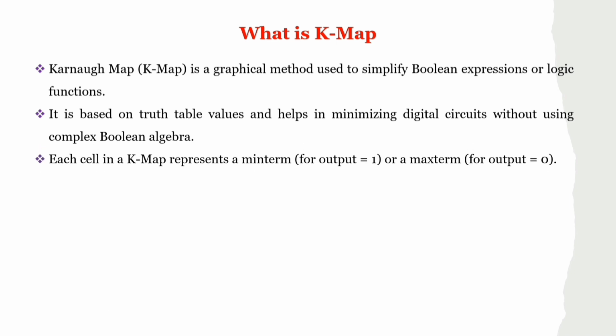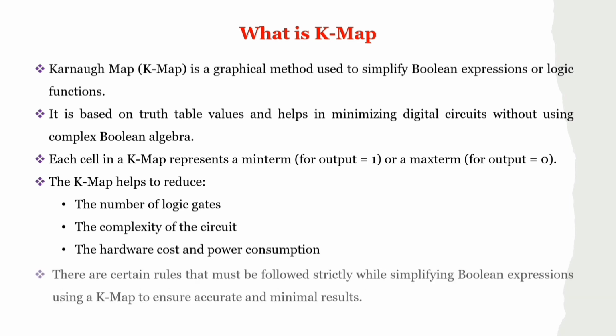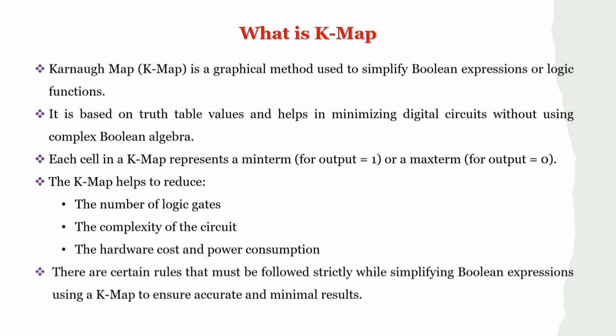Each cell in the K-map represents either a minterm or a maxterm. In a minterm, the dominating value is 1 and in a maxterm, the dominating value is 0. In a K-map, we are going to see the grouping of the cells. The proper grouping of cells will help in reducing the number of logic gates in the circuit, reducing the complexity of the circuit, and reducing the overall hardware cost and the power consumption of the circuit. Hence, K-map is a simple and optimized visual way to achieve circuit optimization. These are all the advantages of the K-map.